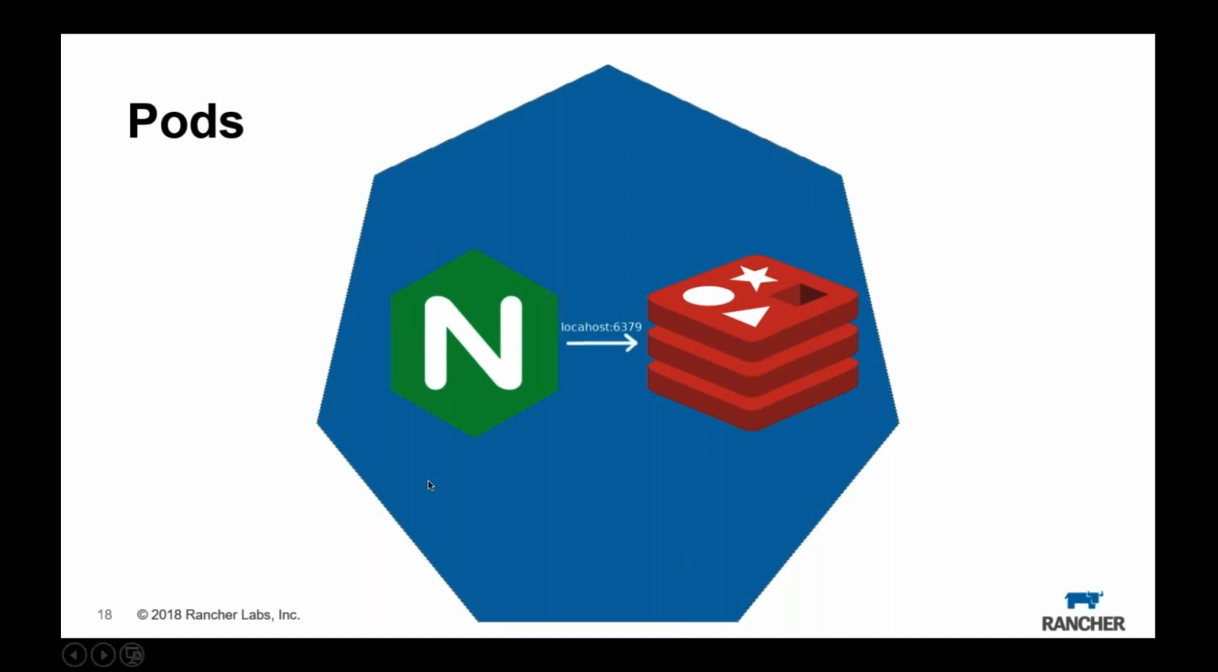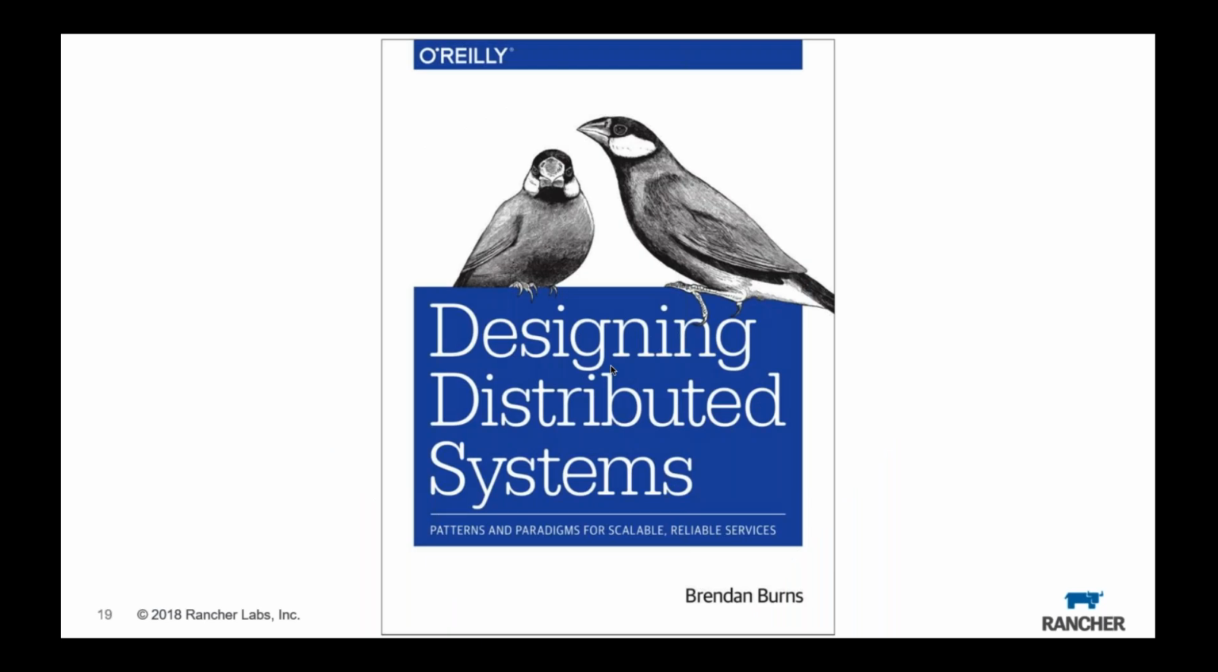So here we see a general overview of a pod. There's Nginx on the left and Redis on the right, and they can talk to each other over localhost port 6379. So it's exactly similar to running on your laptop, these two services talking to each other, nice and easy inside a single pod.